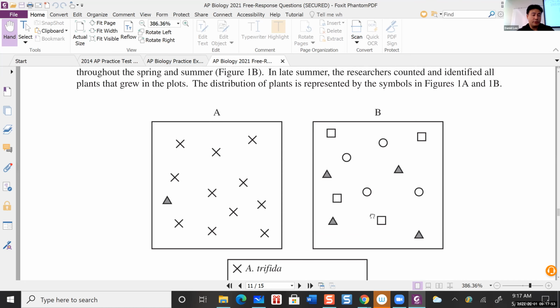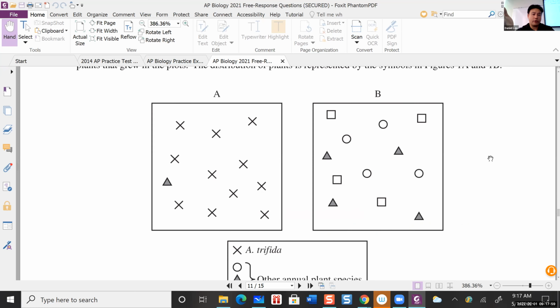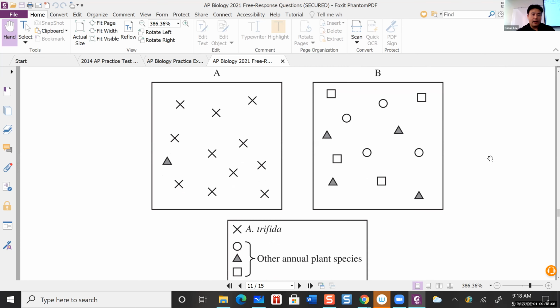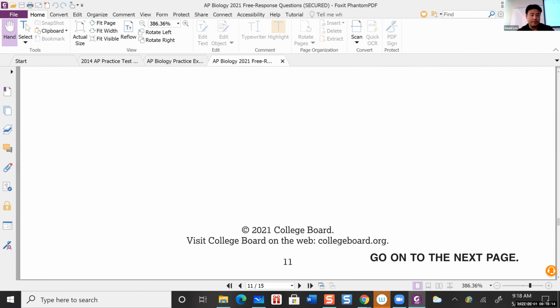And remember, when you do this, you're measuring the biodiversity. So your dependent variable should be number of species, yeah? And your x-axis will be time. Okay, so you're measuring biodiversity. You can be asked to plot this one, right? But this is a later question, question number five. It's not going to be plotting. Okay, let me see what happened here. Okay, I need to go to the next page.